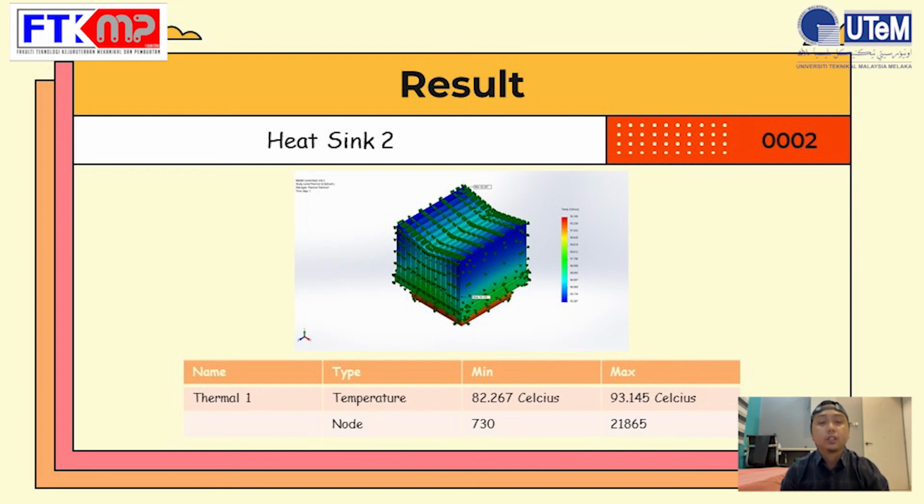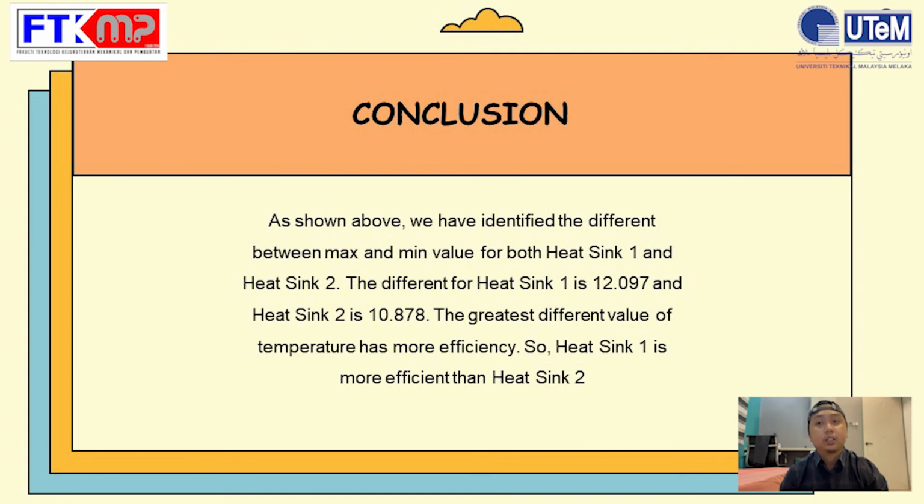So we shall continue with the study result for heatsink 2. As we can see here, the minimum temperature for heatsink 2 is 82.267 Celsius with node 694, while the maximum temperature for heatsink 2 is 93.145 Celsius with node 17,668.